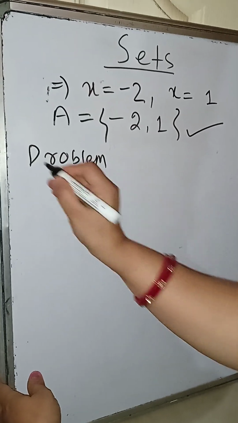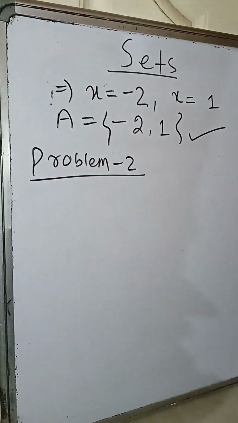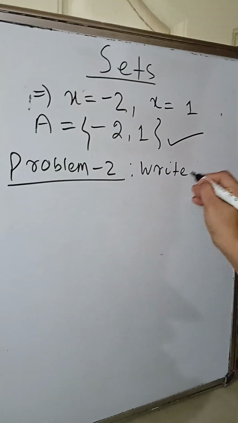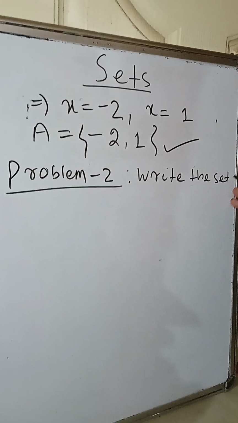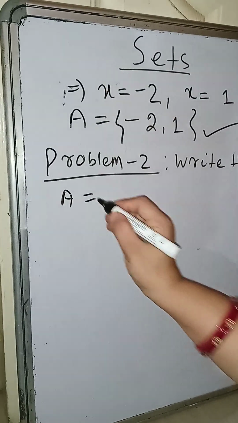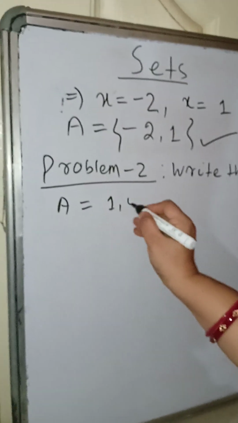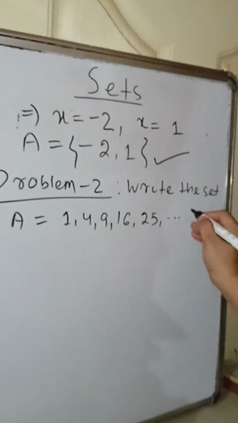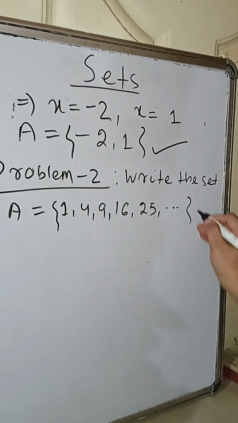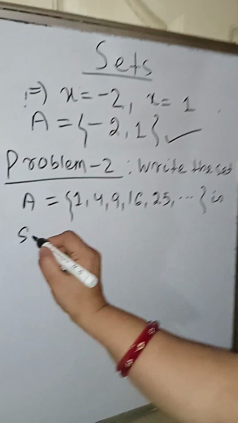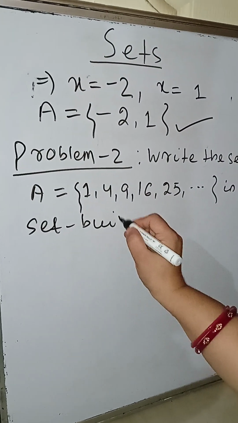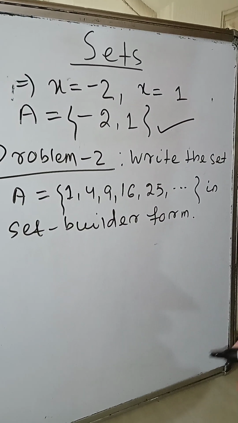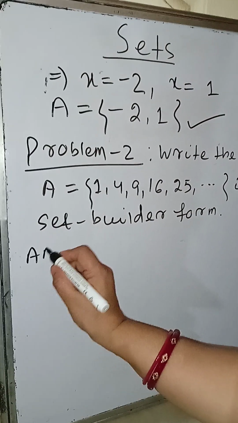Now let us solve another problem. Problem 2. The question is, write the set A equal to 1, 4, 9, 16, 25 and so on in set builder form. Which form will we write? In set builder form. So let us solve this question.